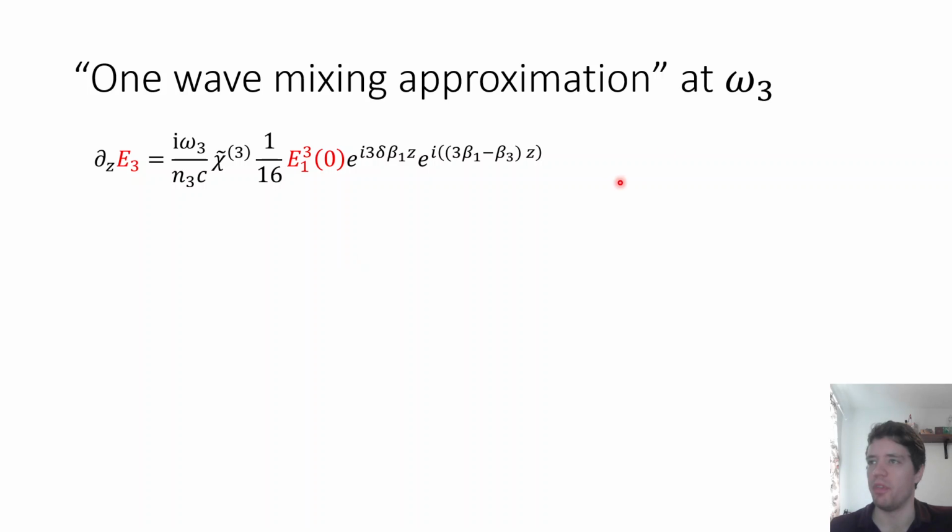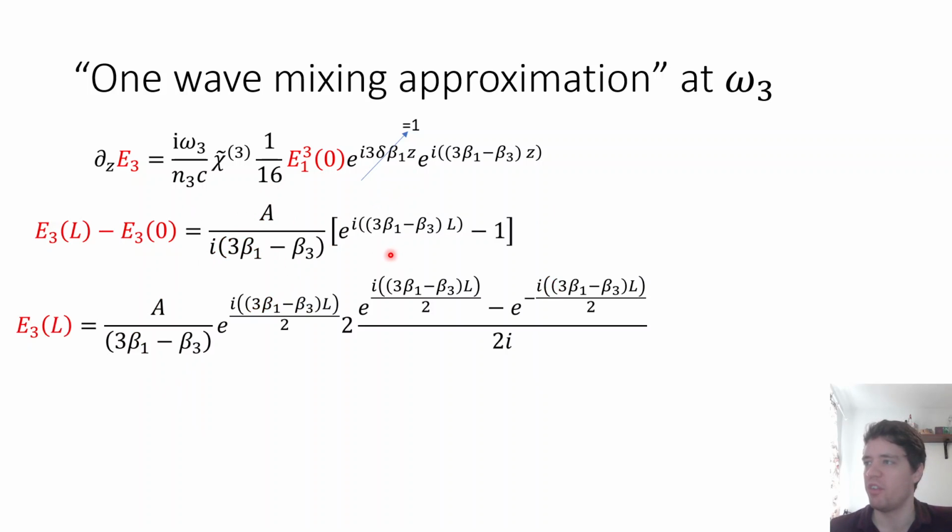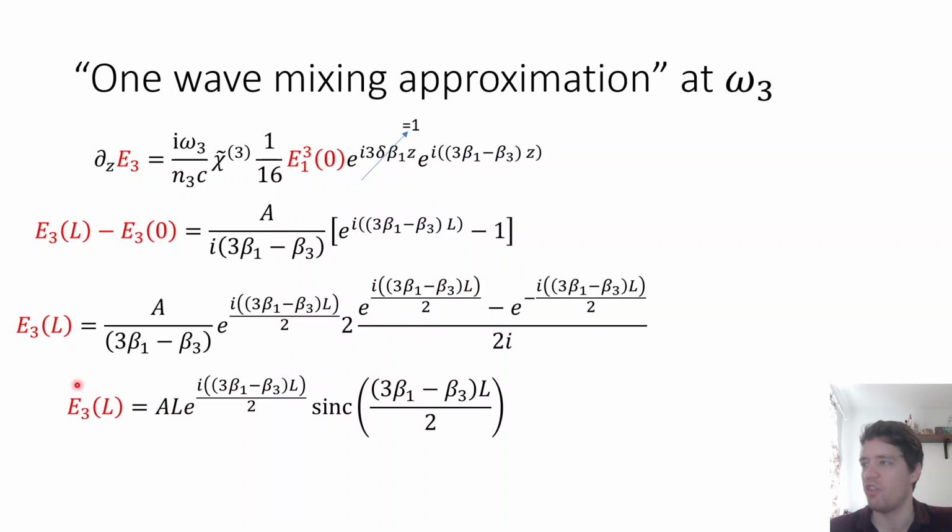Okay, so what happens if we look at the omega-3 component? Well, if we substitute in the expression for E3, or rather E1 cubed, we get this contribution right here, but we can actually neglect this exponential right here, because usually the change in the refractive index due to the power of E1 is going to be quite small. Then we can simply integrate this on both sides, and if we do a little bit of clever math, we can show that this actually depends on a sinc function of this difference in spatial frequencies.